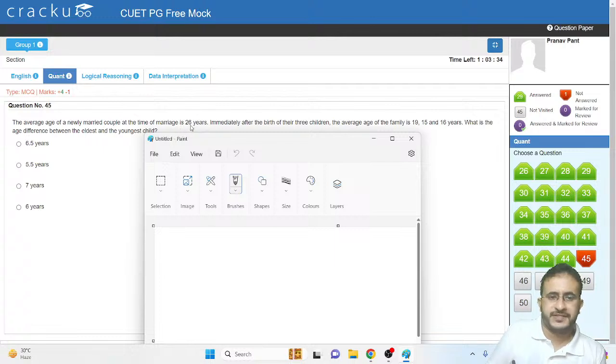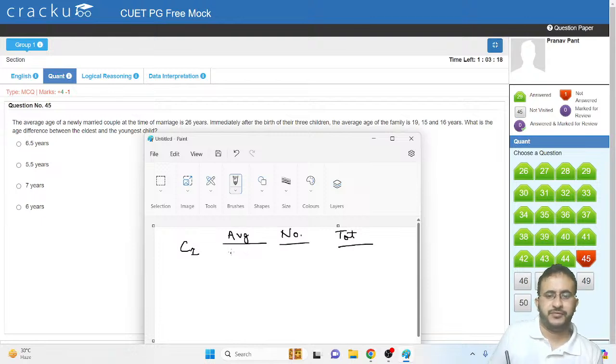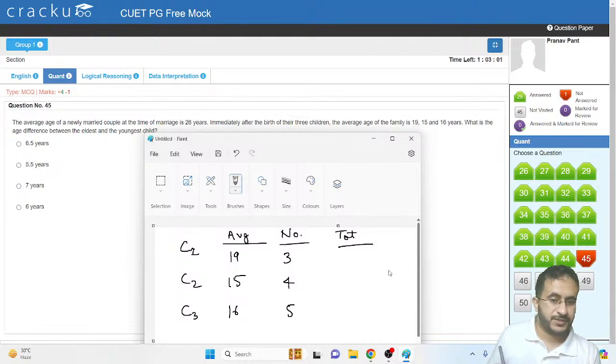So average age is 26, and immediately after that, so when you have two people, right? When child one is born, average number of people, so total age निकालनी है. ठीक है, so we are given child 1 पे average is 19, child 2 पे average is 15, and child 3 पे average is 16, right? When the first child is born, there are 3 people in the family. When the second child is born, there are 4 people in the family. And when the third child is born, there are 5 people in the family.